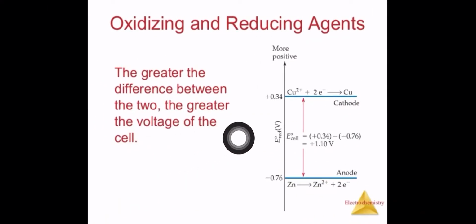Okay, so according to this, what will happen? This is the positive value: Cu²⁺ is gaining 2 electrons and becoming Cu at the cathode. Here you can see that Zn is losing electrons at the anode, and its value is negative. So you can remember: if it is losing, it will be negative; if it is gaining, it will be positive.